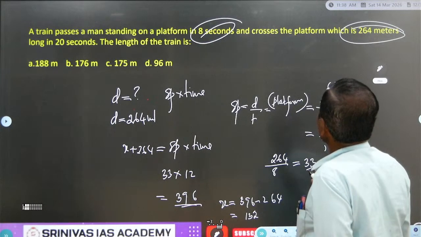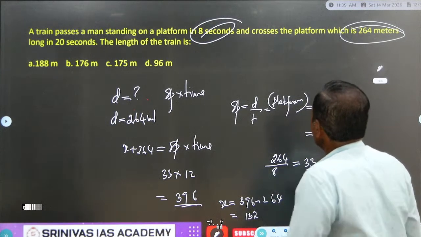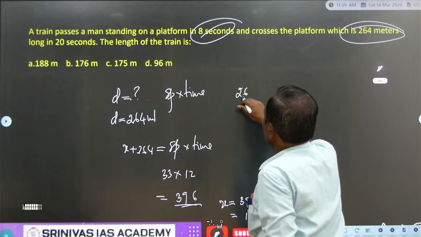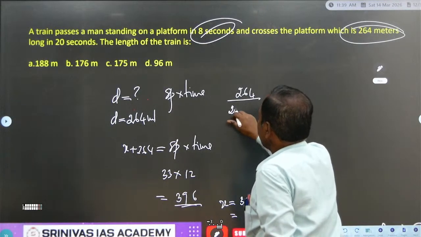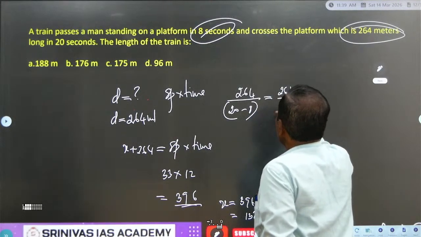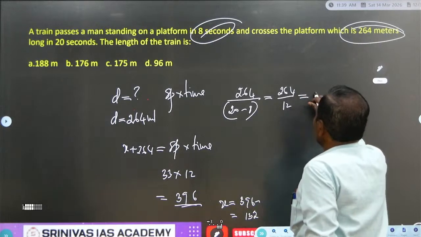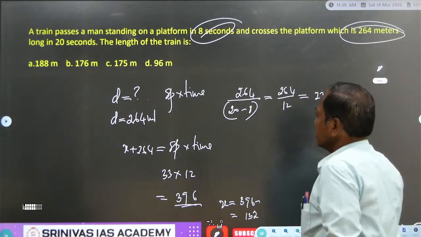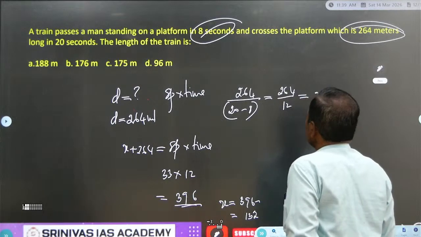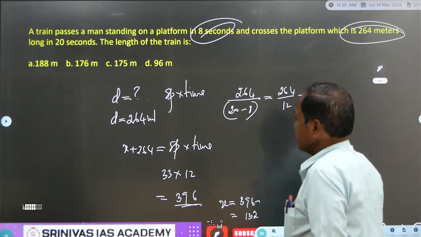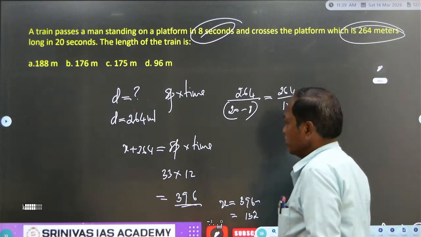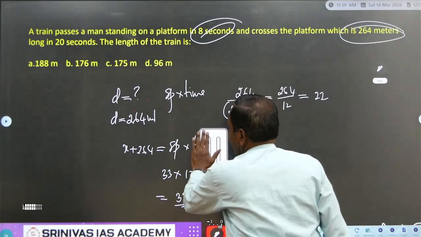But we have taken only 20. 264 by, okay, if we take like this, 264 by 20 minus 8, 264 by 12. What will happen here? Sir, 22. Here we should take only 20, sir. Time should not be taken as a difference, sir. Yes, 22. So 22 into 20. Yes, sir. x plus 264 equals that. Yes, speed is 22 now.